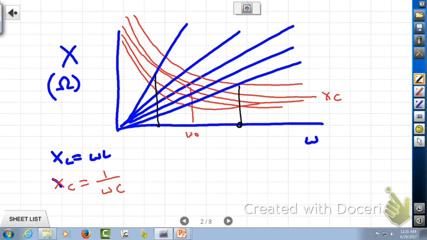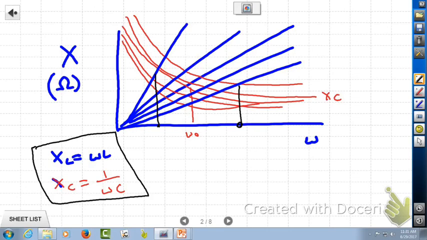So what's your job? Your job is, at this point, know that there is a phase change. Know that the current for an inductor is behind. No, the current for a capacitor is in front. And I'm going to give you a way of remembering that, which is this.